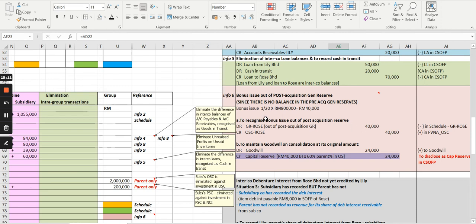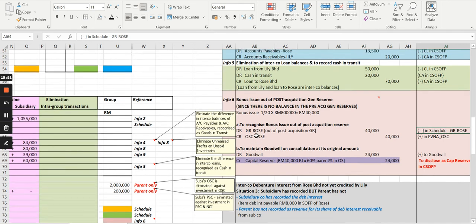So how do you get 40,000? 1 over 20 times RM 800,000, the amount of ordinary shares in the subsidiary. So we have 40,000. So debit general reserve of Rows out of post-acquisition general reserve and credit ordinary shares of Rows. When you credit ordinary shares of Rows, this will increase the ordinary shares balance of Rows by 40,000. So this will be adjusted in the fair value of net assets, FVNA, and also in the schedule relating to the calculation of the group reserve, general reserve of Rows.